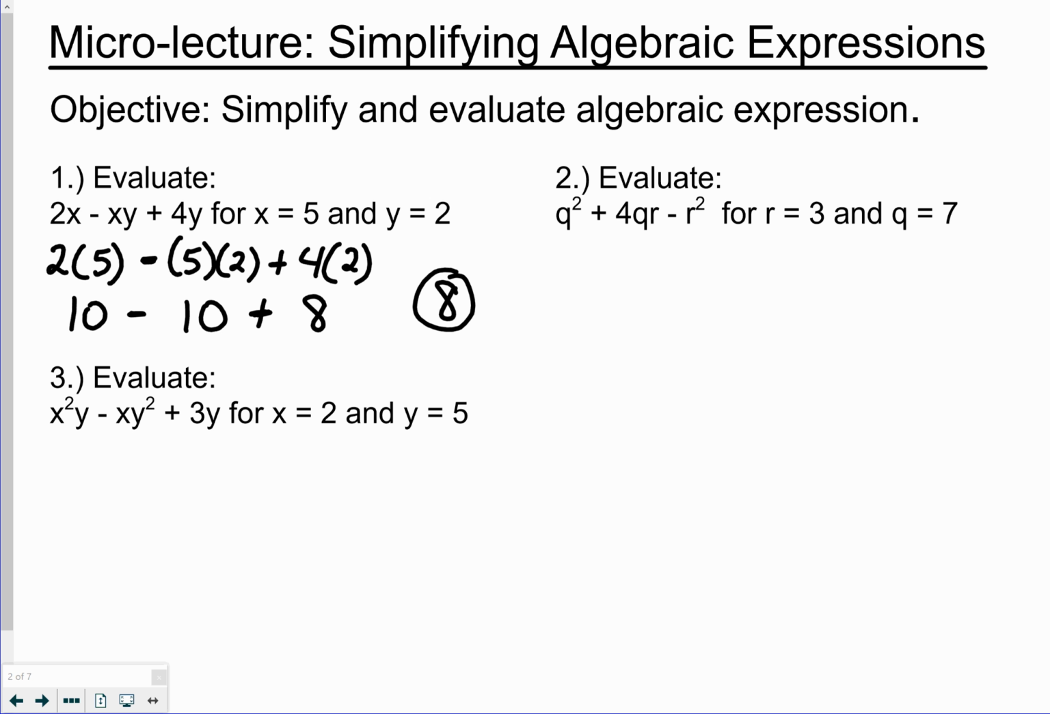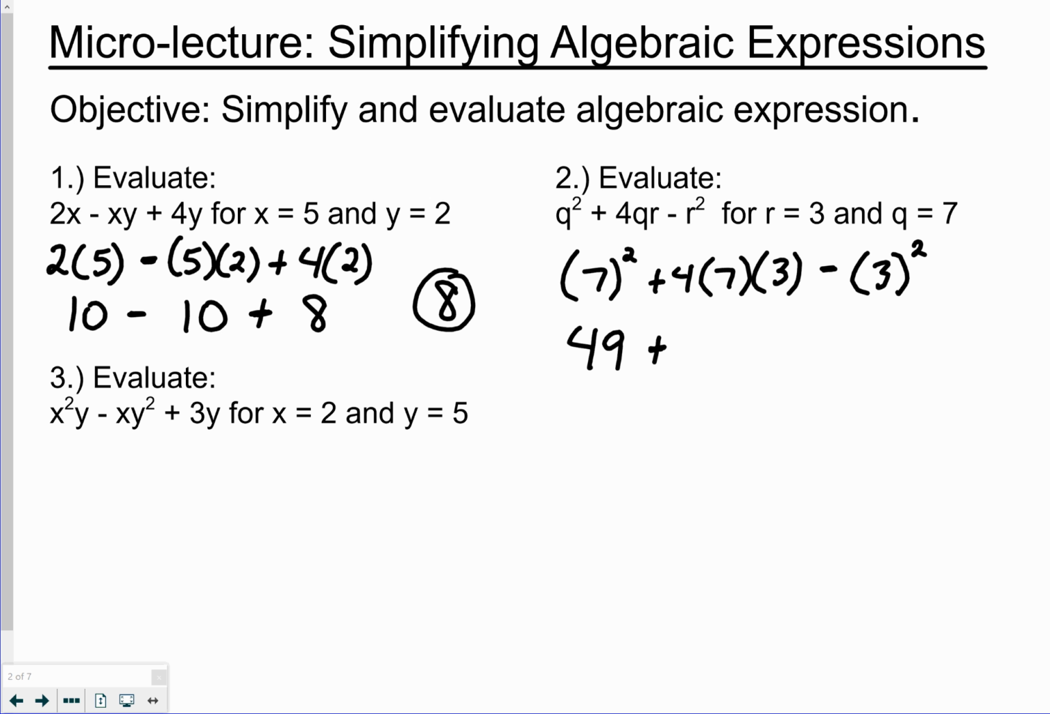Number two, q squared plus 4qr minus r squared. So we have q squared, 7 squared, plus 4 times 7 times 3 minus 3 squared. Make sure you see why those numbers are there. 7 squared is 49 plus 4 times 7 times 3.